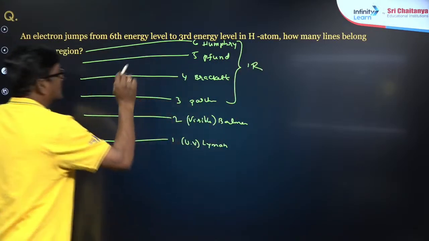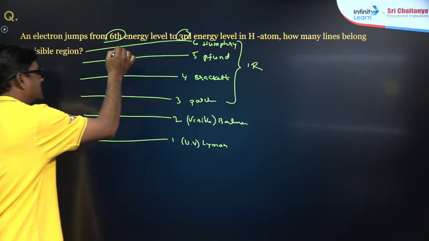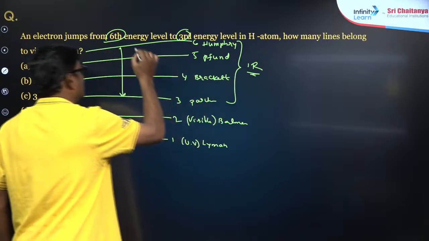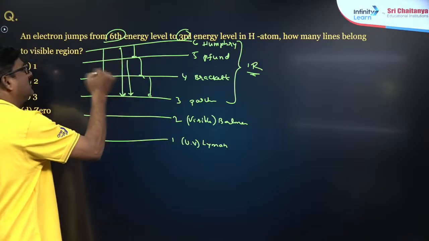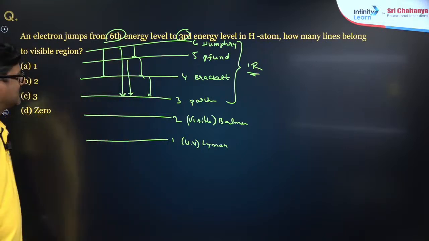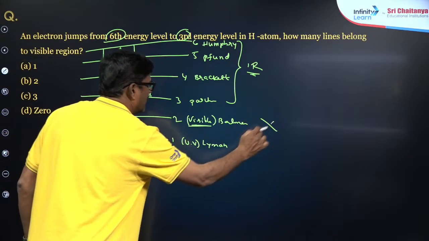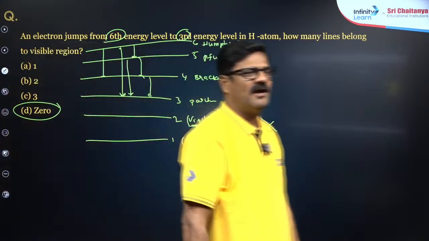So it is coming from the 6th energy state to the 3rd energy state. 6th energy state to 3rd energy state. Only IR can come. It may be direct or indirect. Let it be anything. So in the Balmer series, no visible will come. So my answer for this question is 0.